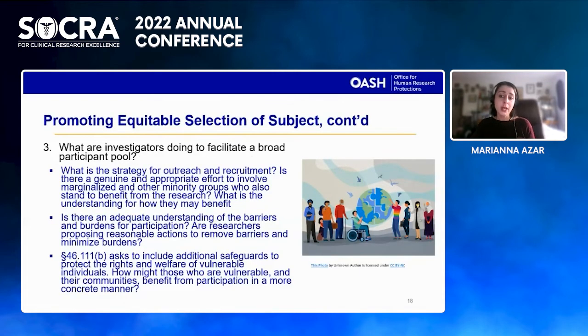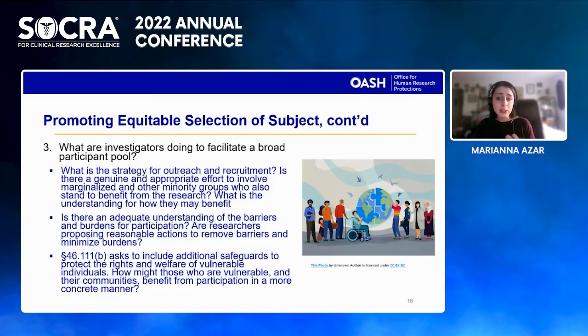To further ensure that the criterion for equitable selection of subjects has a chance to be realized at the time of recruitment, it's advisable that reviewers proactively ask investigators what they are doing to facilitate a broad participant pool. How much do investigators understand about their target communities? Is there a strategy for outreach and recruitment? Is there a genuine and appropriate effort to involve the marginalized and minority groups who may stand to benefit from the research?